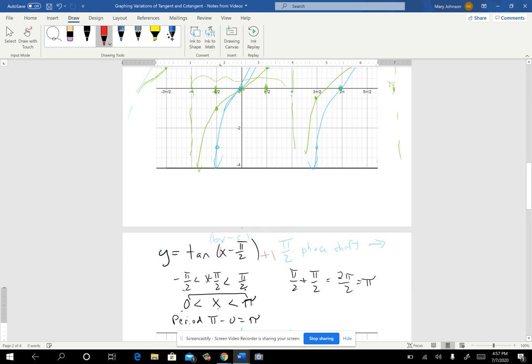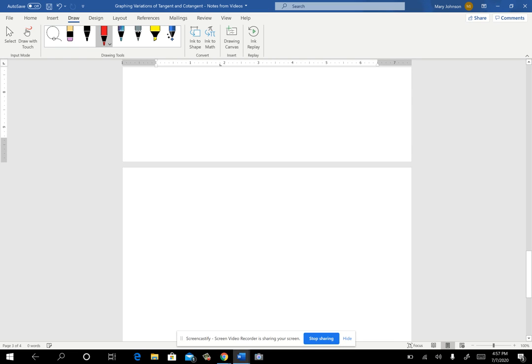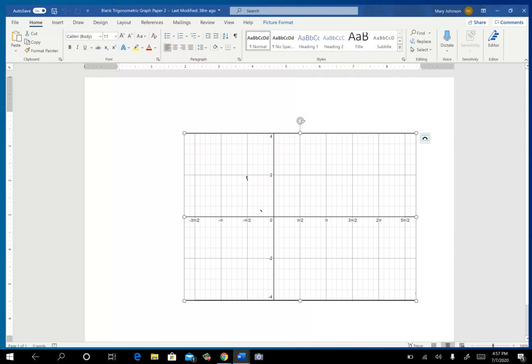All right. I want to do one cotangent one. I don't think we need to do a whole lot of these. Let's say we wanted to graph y equals cotangent. Let's put a 3 in front of it. Maybe y equals 3 cotangent 2x. Now, we graphed cotangent in a separate video.